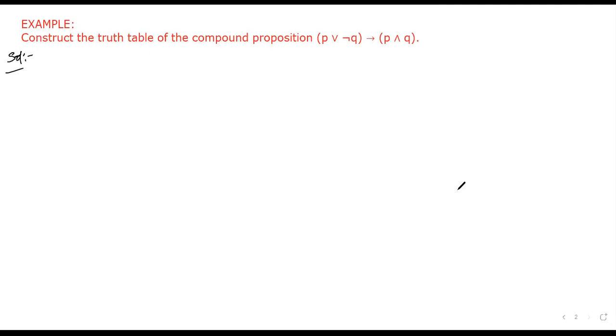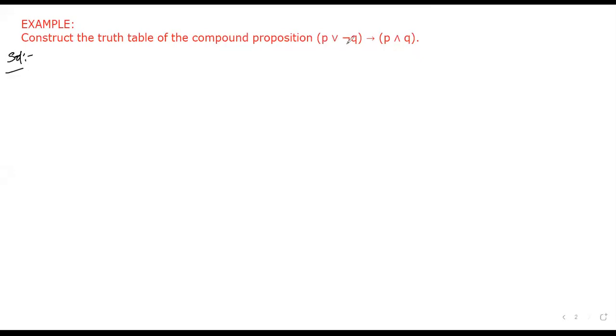Anyone, please read the problem. Construct the truth table of the compound proposition P or negation Q, conditional, P and Q. Yes, very good, you are right. Reading is very important. That's why I am telling you, everyone should read the problem, because the symbolic language is different and our theoretical language is different.